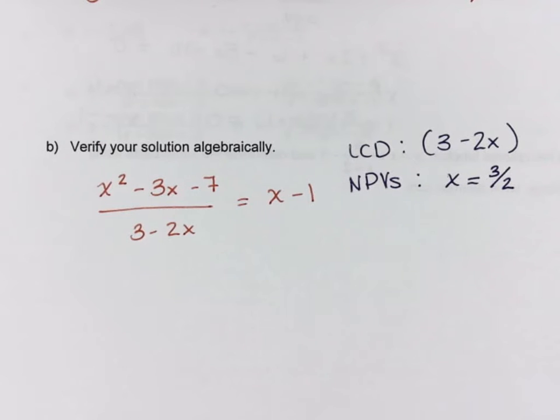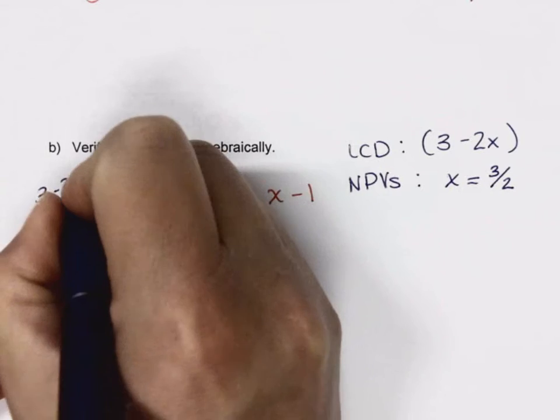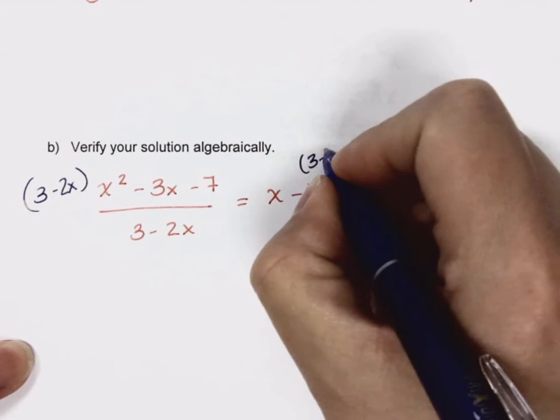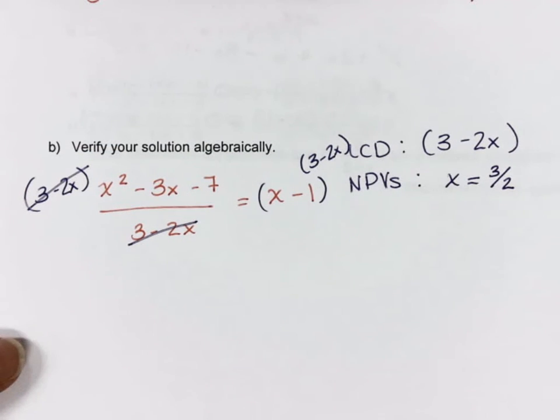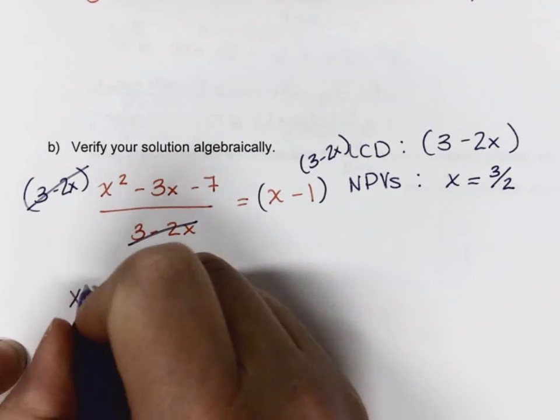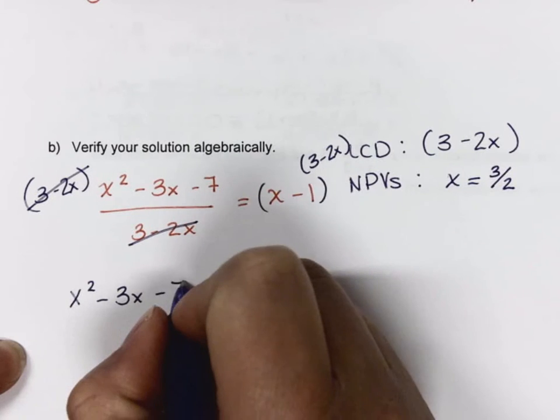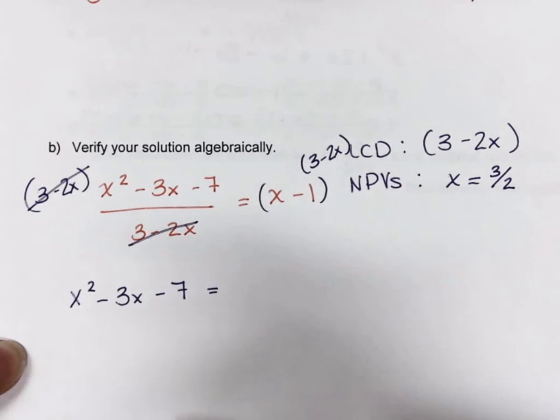Right, so I'm going to take that denominator and I'm going to say what it can't equal. What's the first one? The NPV. It's the denominator. Nope, you're canceling those out. Those cancel each other out. Because our whole goal is to get rid of that denominator, right?